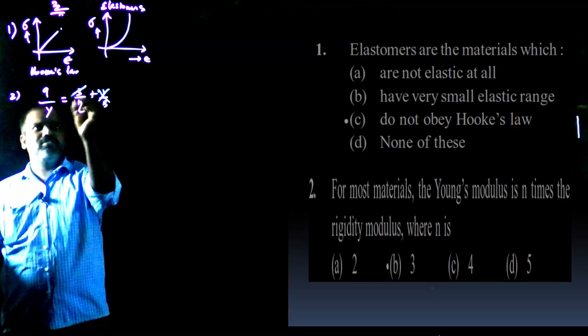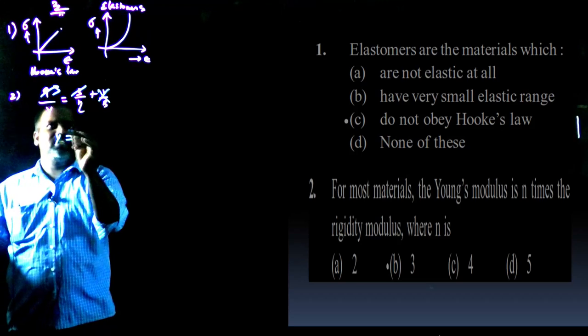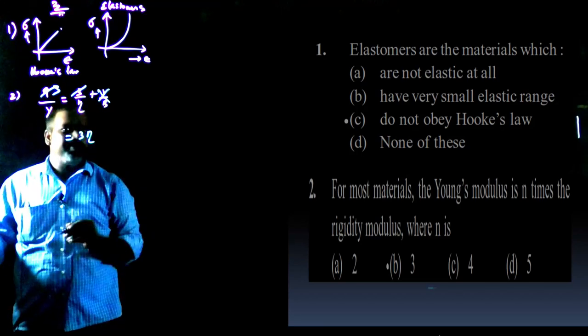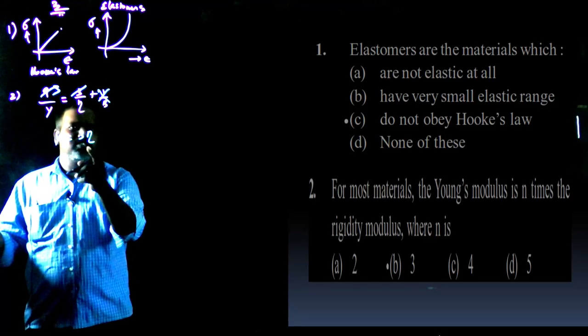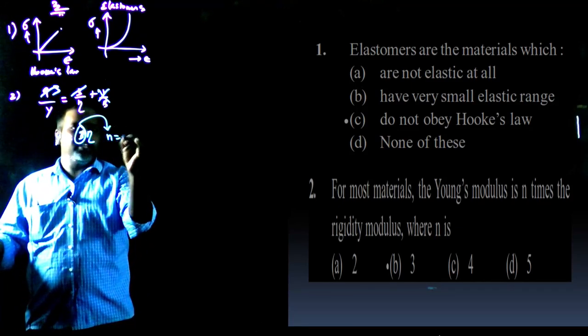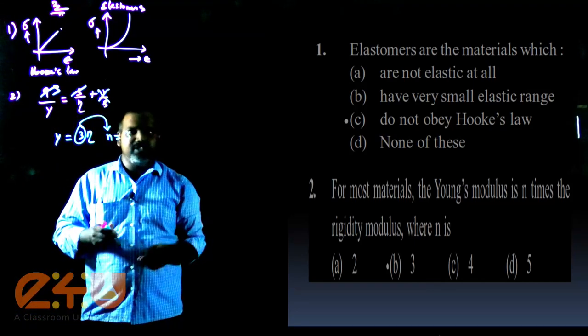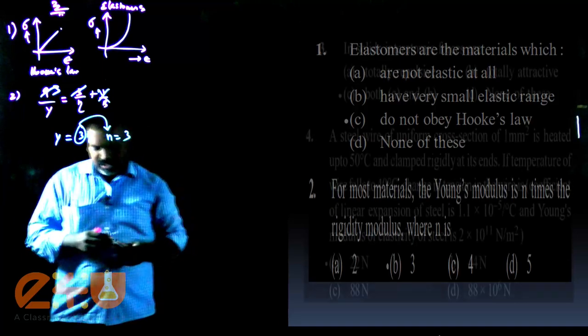Then from this, you cancel that and do the cross multiplication, and I get Y equal to 3 times eta. Y is Young's modulus and eta is the rigidity modulus. By comparing this, we can say that the value of n is equal to 3. So for the second question, the option is B, n equal to 3. Now please go for the third question.